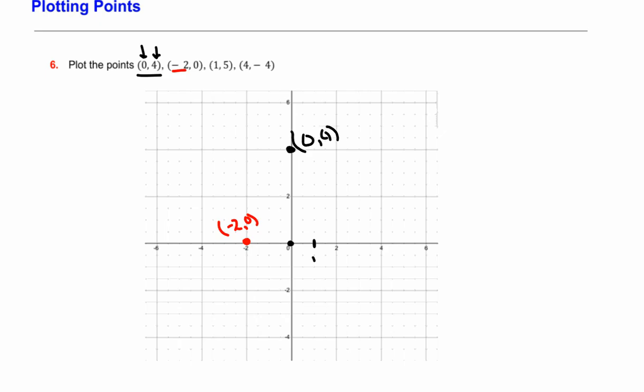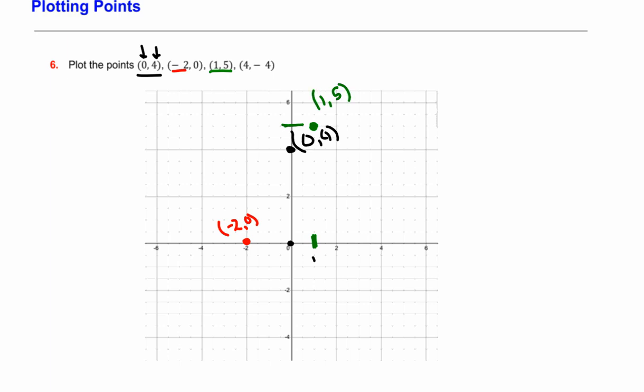The next one we have is (1, 5), so that's over 1. Remember, I already put 1 on here because this is 2 and 1 is halfway in between. And then I'll go up 5. But again, it's kind of hard to tell. Remember, here's 6 and here's 4, which means 5 would be right in here. So I'm going to go 1 and then 5. That's this corner right there. That would be the ordered pair over 1, up 5.